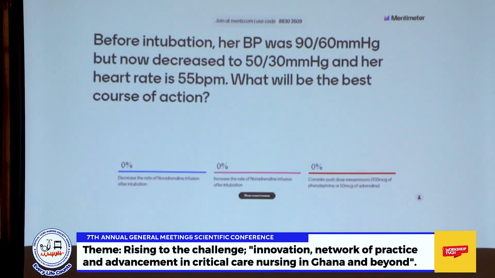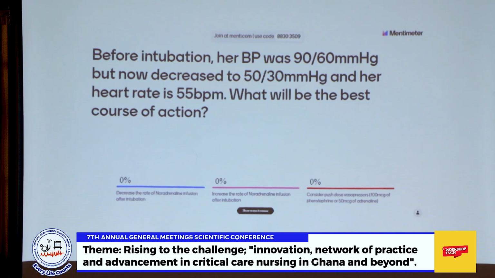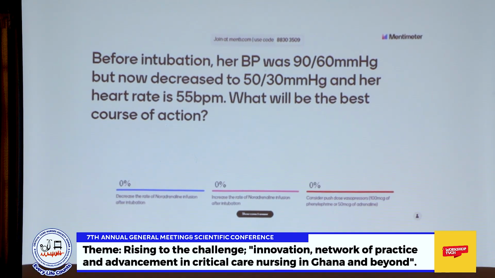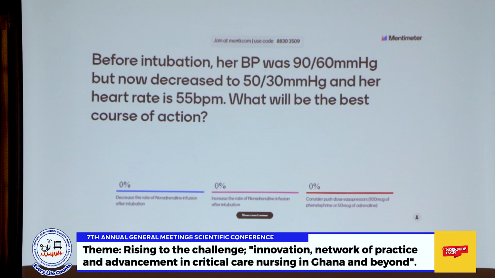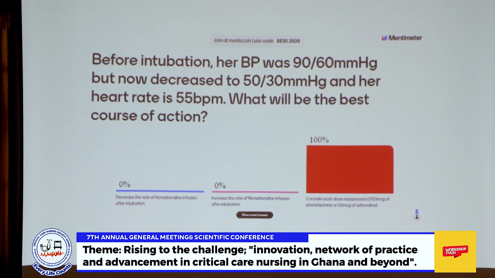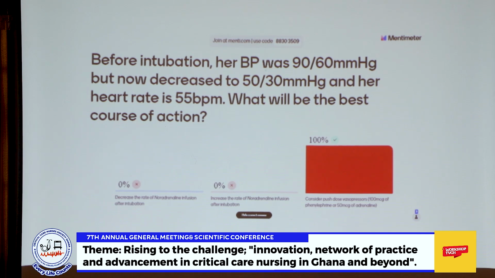What should we do? We are running continuous NOAD infusion. Should we decrease it because we are going to use ketamine? Should we increase the rate? Or should we consider using push dose vasopressors? It's actually considering push dose vasopressors.